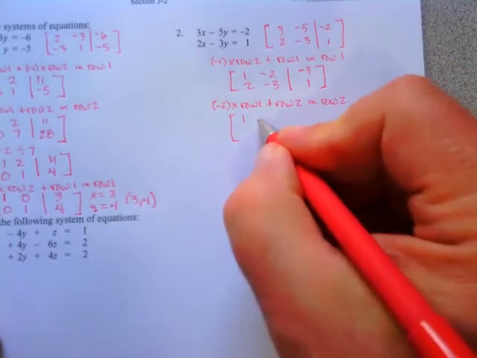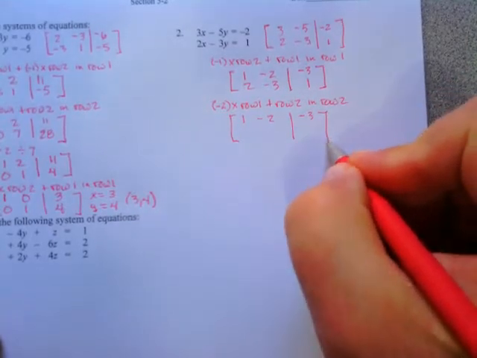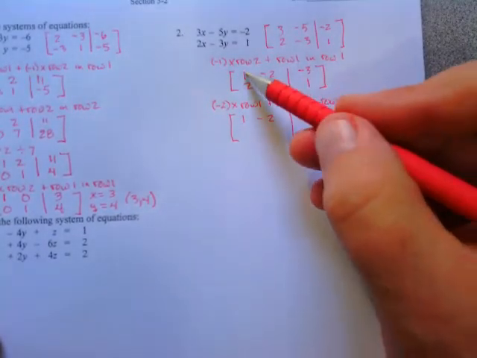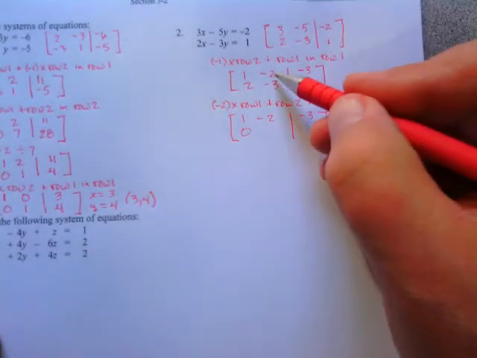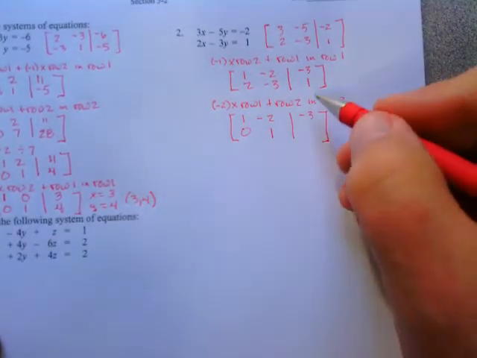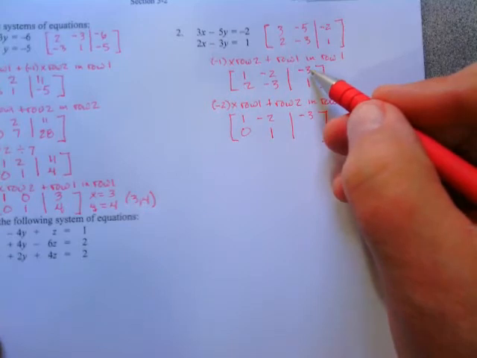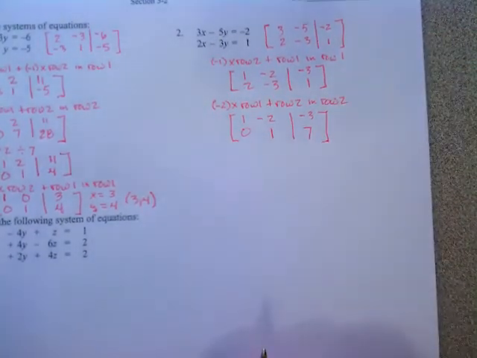So I'm not changing row 1 at all. So negative 2 times 1 is negative 2. Negative 2 plus 2, 0. Negative 2 times negative 2 is 4. 4 minus 3 would be 1. And negative 2 times negative 3 is 6. 6 and 1 is 7.